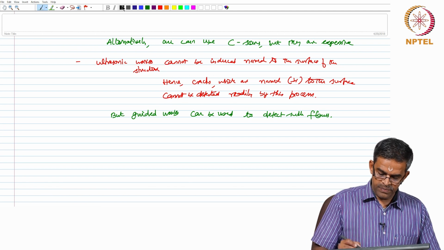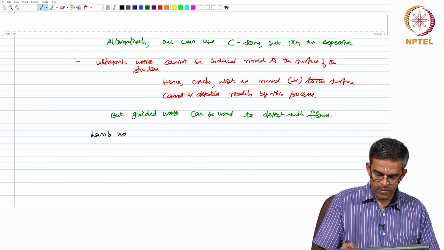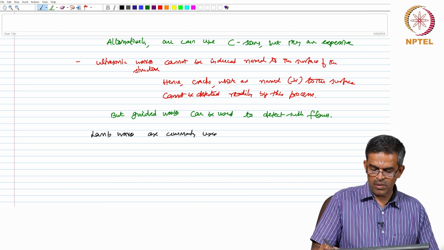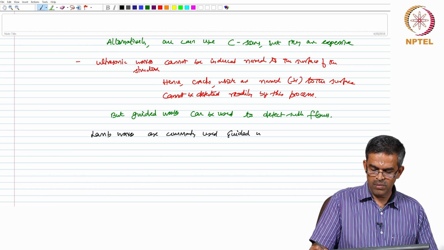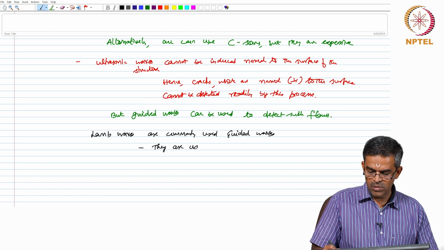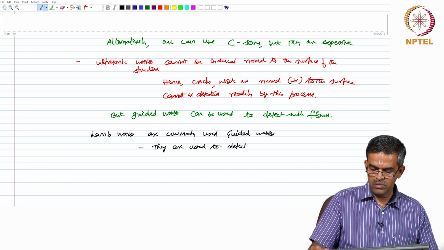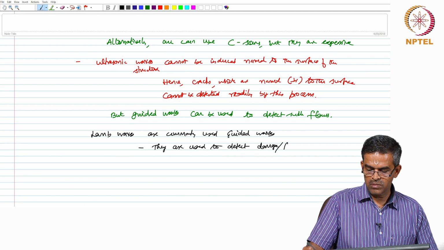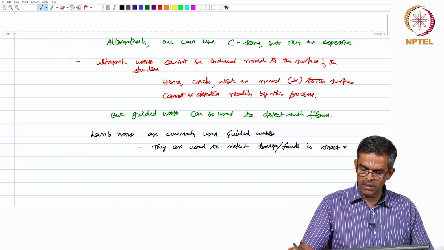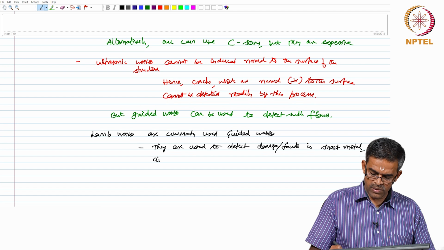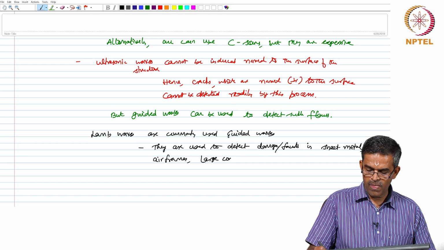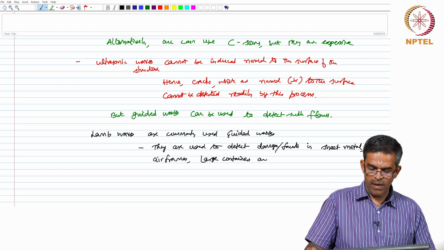For example, Lamb waves are commonly used guided waves. They are used to detect faults in sheet metal, airframes, large containers and pipes.